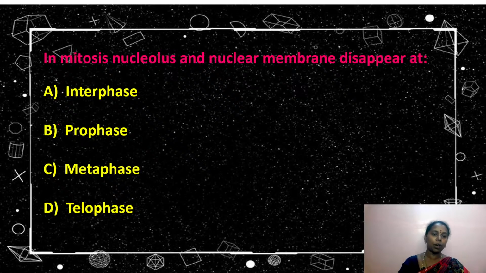Now the question for us. In mitosis, nucleolus and nuclear membrane disappear at what stage? Is it interphase, prophase, metaphase or telophase? Yes, Jeevan answered and Kalpana answered.